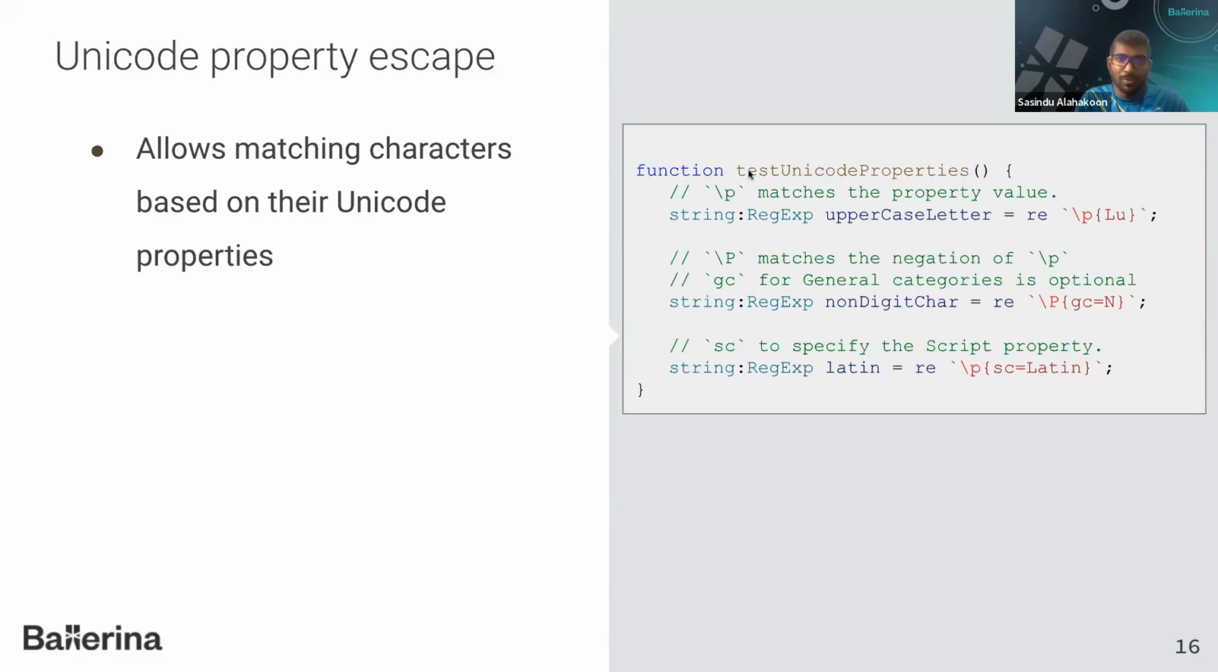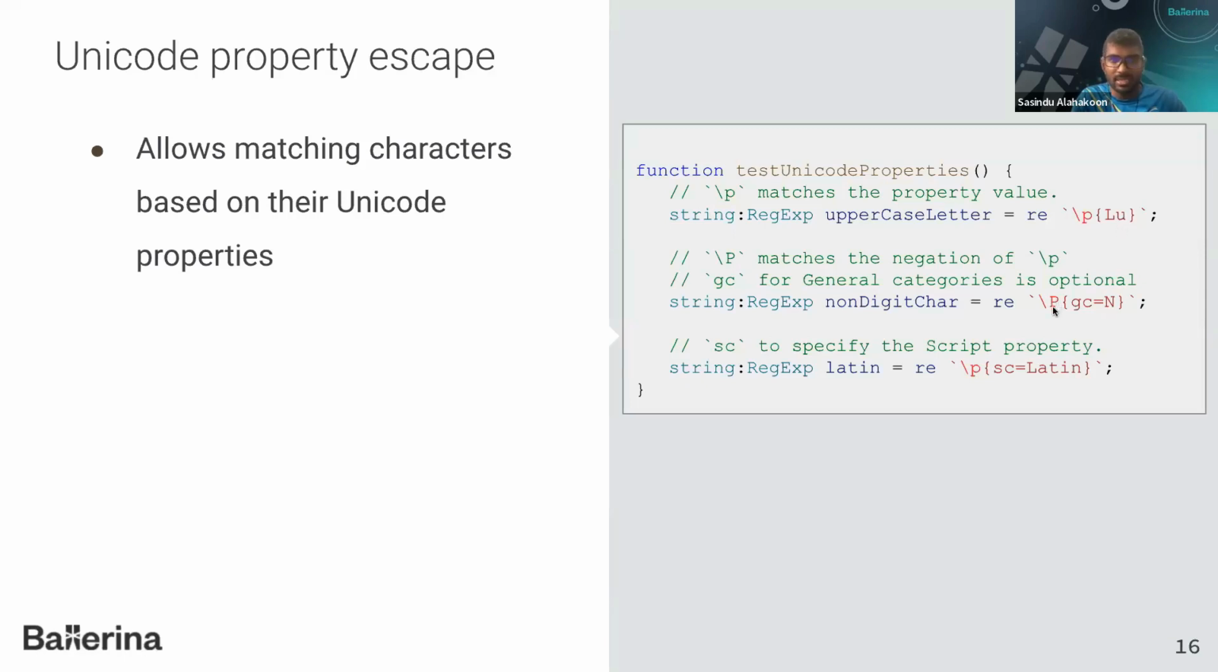Small p is used to match the property value based on their Unicode properties, while capital P does the negation of that operation. Here the regex pattern is small p followed by curly braces. Inside the curly braces, it is capital L small u. Capital L small u is the defined way to recognize an uppercase letter based on Unicode in the regex world.